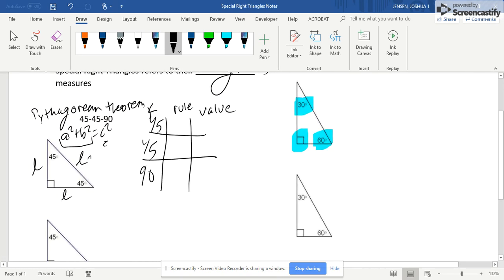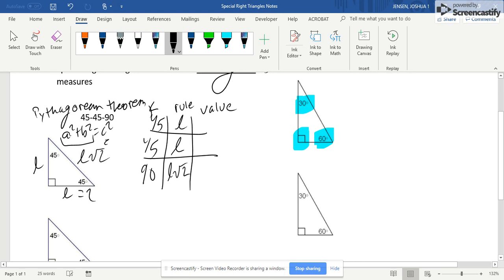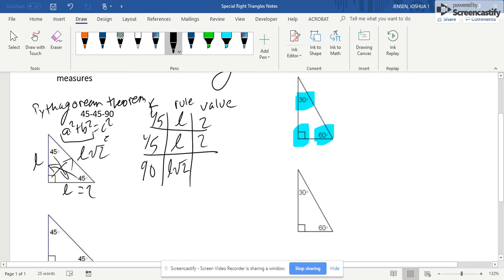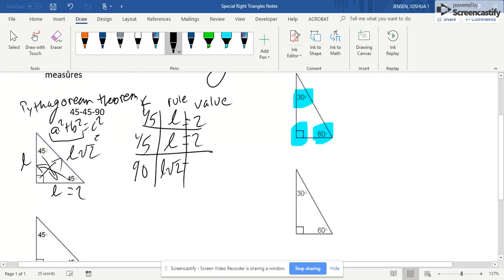So L square root 2. That means on the rules, that's all we'll put: L, L, L square root 2. Whatever values we have, we can just plug them in. For instance, if I said this side is 2, we know that it's across from the 45, so the leg L would be 2, because L is equal to 2. Then all we have to do is substitute the value of L into the 90-degree one, which gives us 2 times the square root of 2.